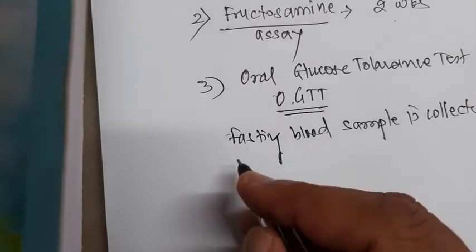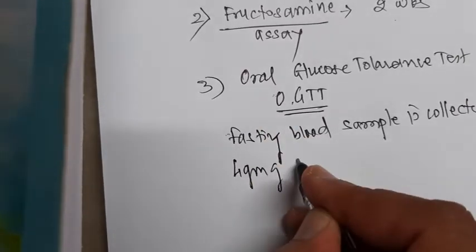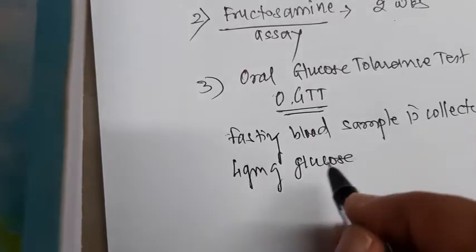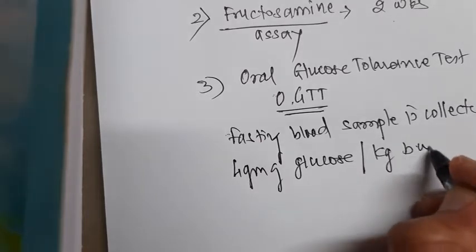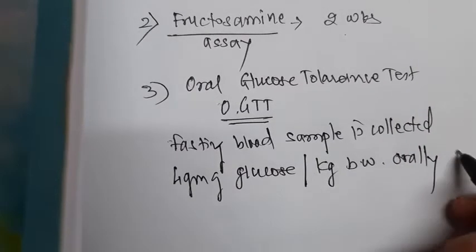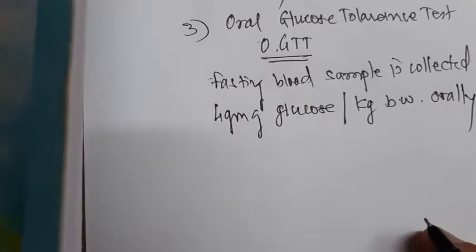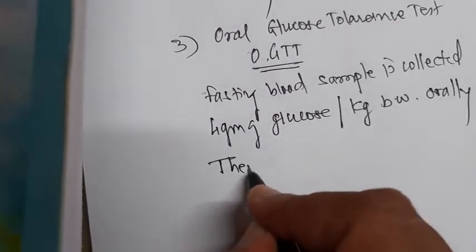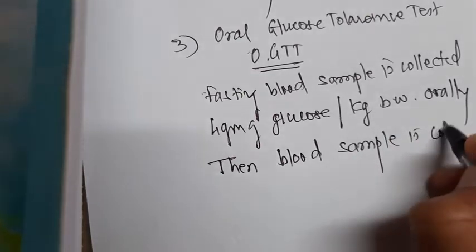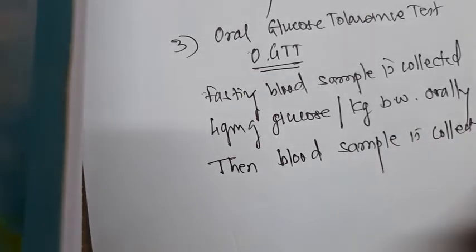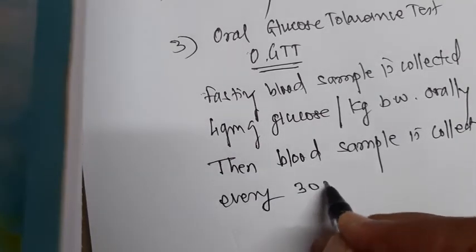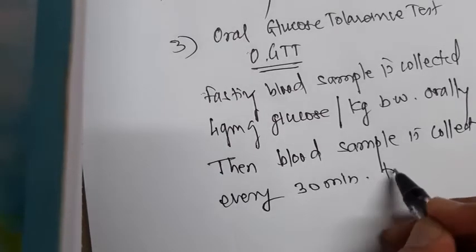Then in dogs, glucose is given at 4 gram per kg body weight, orally or intravenously. And then blood samples are collected every 30 minutes, that is every half an hour, till 3 hours.